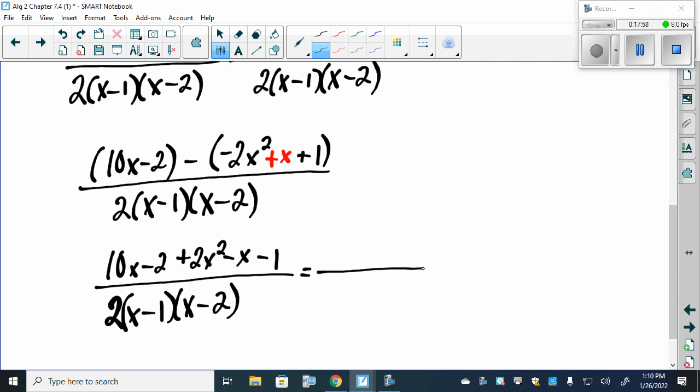And now we can go on and combine our like terms. If we look at all of this here, well, 2x squared does not have any like terms. But we do have a 10x and negative x, and 10x minus x is plus 9x. And lastly, we have negative 2 minus 1 is negative 3. And this is over 2 times x minus 1 times x minus 2. Any questions on any of this here?